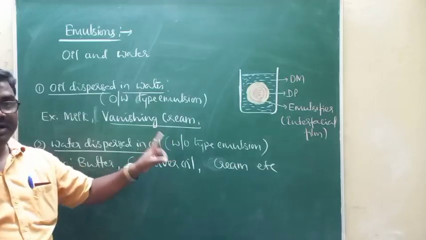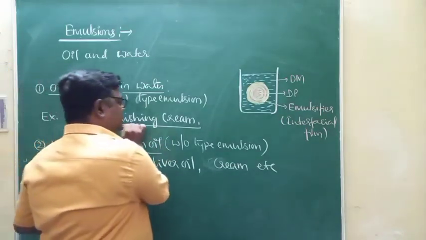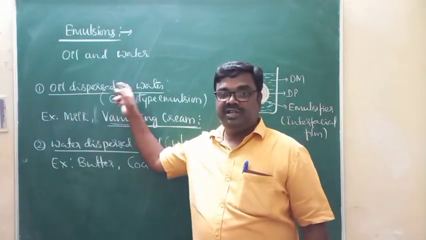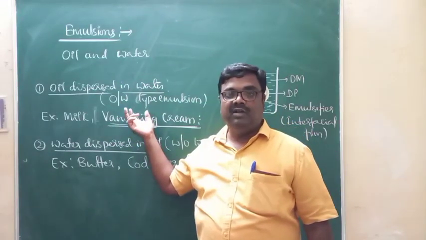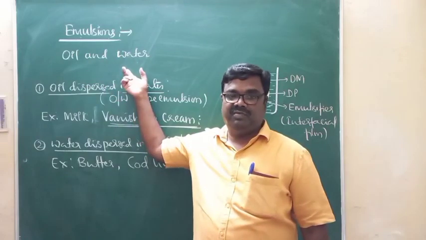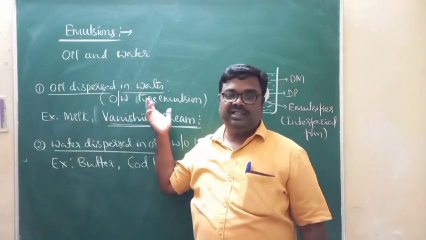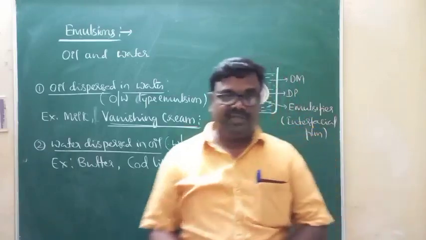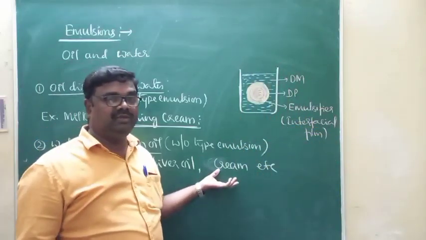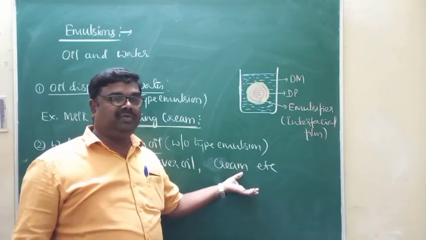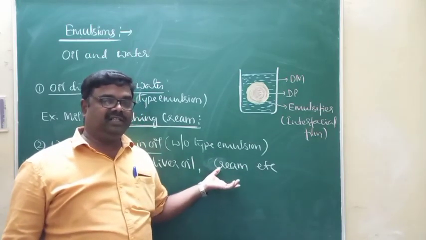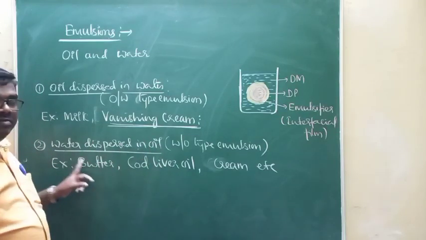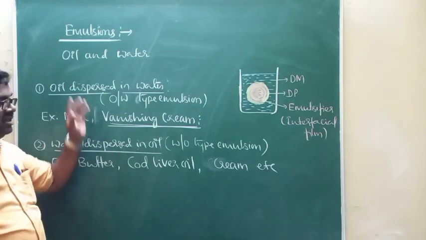Observe carefully, because if you write vanishing cream, that's an example of oil dispersed in water, where the amount of oil is relatively less compared to the amount of water. That's why, when these creams are applied over the skin, they disappear. In the case of cold creams, oil is present in larger proportions compared to the water. That's why it is an example of water dispersed in oil, like butter. Okay?